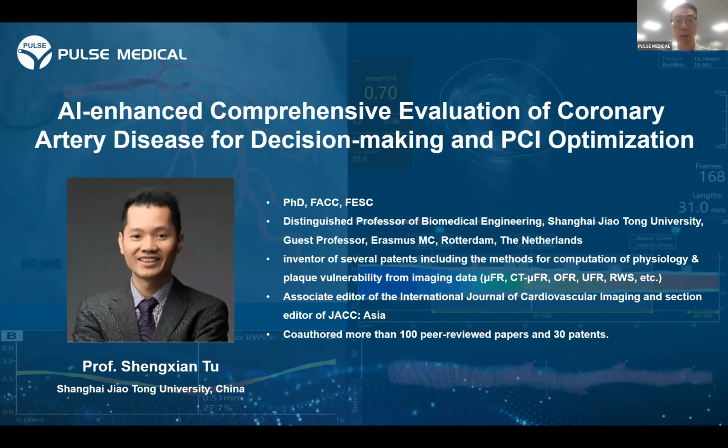Professor Tu is the distinguished professor of the biomedical engineering school at Shanghai Jiao Tong University, and also a guest professor at Erasmus Medical Center in the Netherlands. Professor Tu holds a lot of different patents, including methods of computational physiology and plaque vulnerability from different image modalities, including angio, CT, OCT, and IVUS.